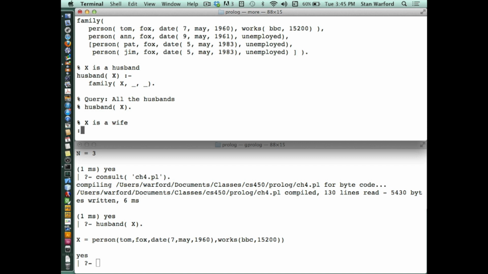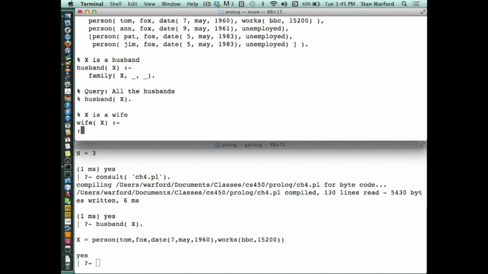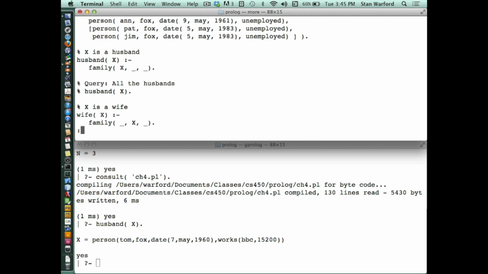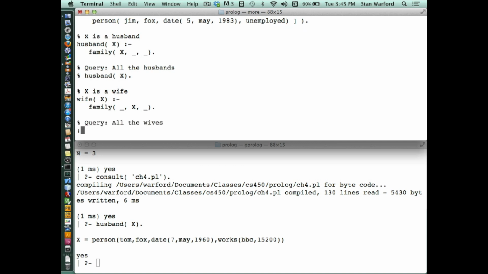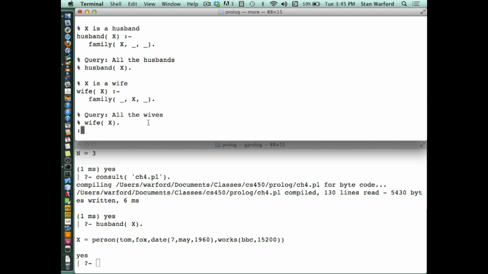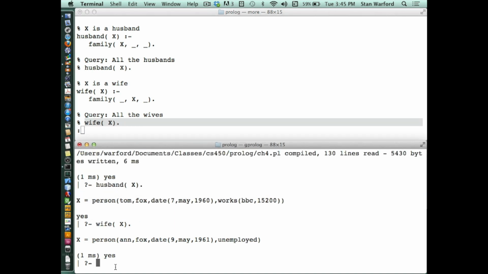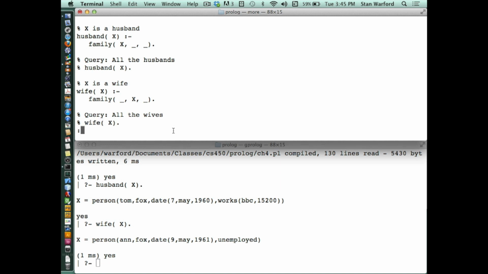X is a wife. So how will we define wife? Obviously, wife X if family X. Okay. And so we could do all the wives. So what's our query for all the wives? Wife X. So here, let's try that. Now, I only have one family in the database here. And sure enough, is everybody good? But again, what got matched was the entire person, right?